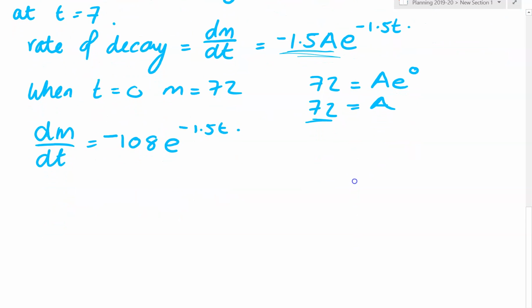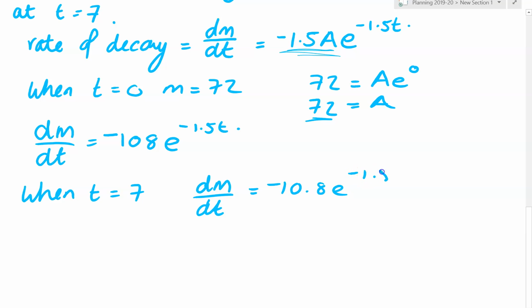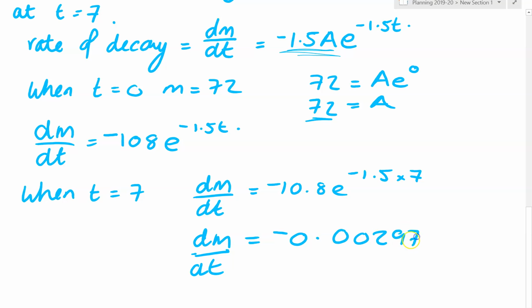And we need to know the rate of change when t is 7. So when t equals 7, the rate of decay is negative 108 e to the negative 1.5 times 7. And again, shoving that in a calculator, we get negative 0.00297 to 3 significant figures.